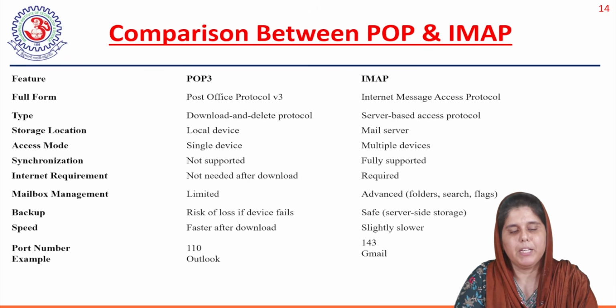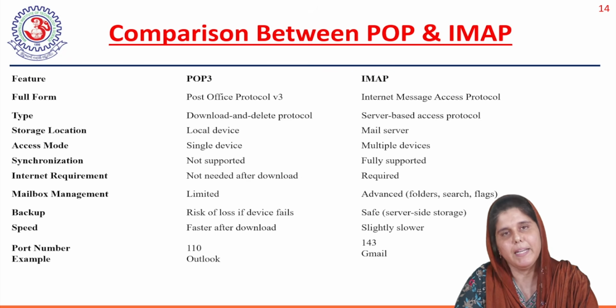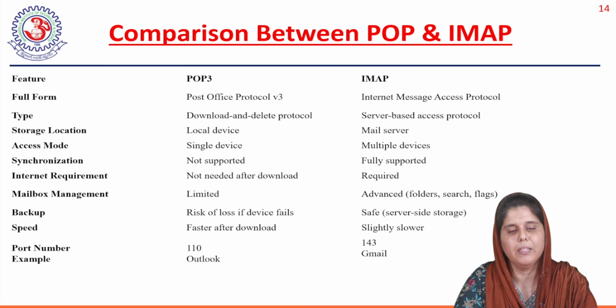And regarding backup, the risk of loss is high if the device fails, because in POP3 we are storing only in local devices, but in IMAP it is safe because we are storing all the mails in the server. And for speed, compared to IMAP, POP is faster because we are downloading the mails. Obviously, IMAP is slightly slower because we are accessing from the server.